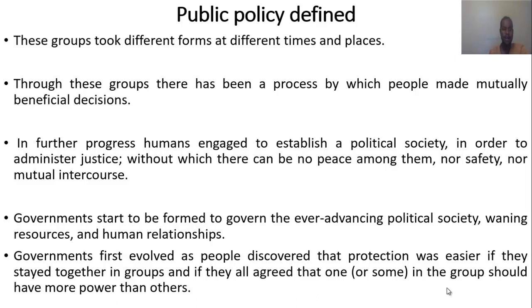Therefore, government first evolved as people discovered that protection was easier if they stayed together in groups, and if they all agreed that one or some in the group should have more power than others. Therefore, government is a result of the public demand, the demand of the people that we have to stay together, and when we are staying together, there should be a group that has more power over the rest of the people and could govern them.